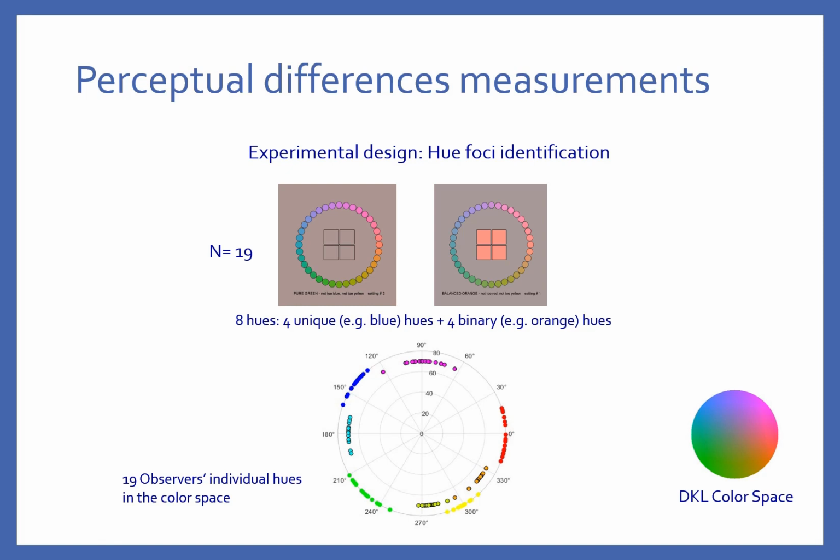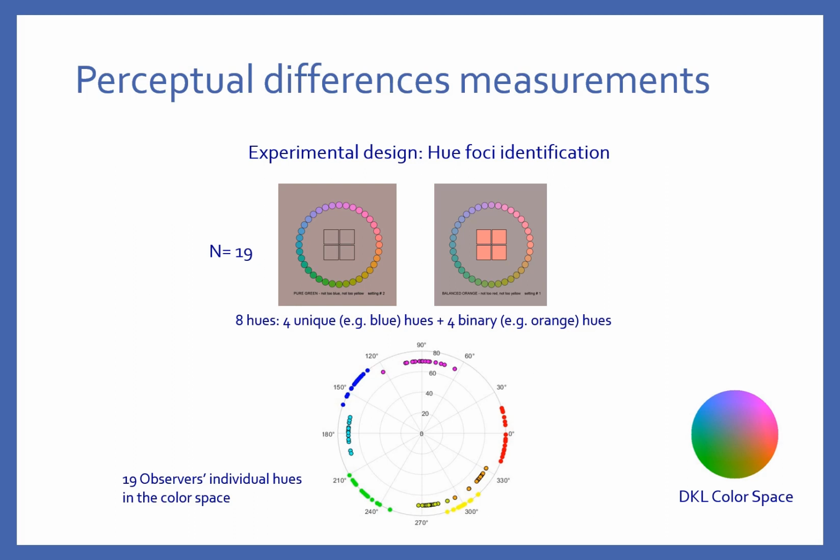They can move from each chip to the other, as well as within each chip. So they can point with the mouse inside each chip, and they can see all the possible hues that they can choose from. The 4 squares in the middle were just showing the colors the observer was pointing at. Our experimental design was based on the DKL8 color space.